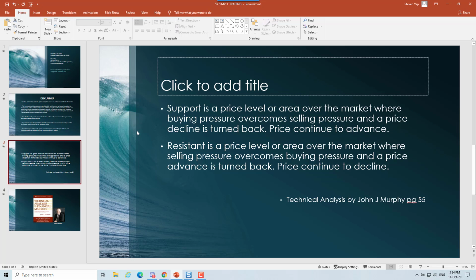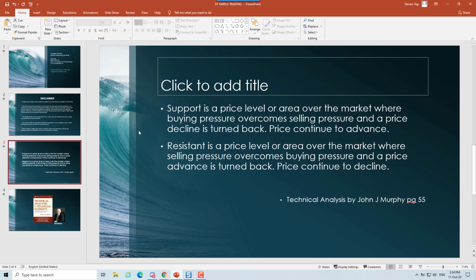Over the market, meaning the financial market or price chart, it is where buying pressure overcomes selling pressure and a price decline is turned back, and the price continues to advance, meaning the price goes up. It means an uptrend. The price is supported, and it pauses or is even overcome by the buying pressure, which is more than the selling pressure. That's why the price advances.